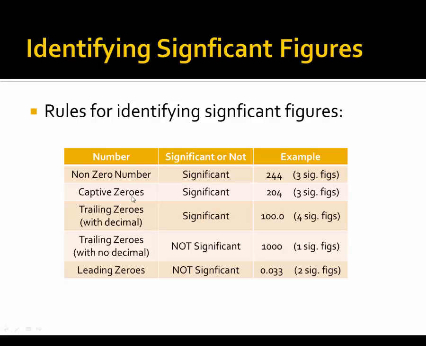So, rules for identifying significant figures. Non-zero numbers are significant. Captive zeros, sandwich zeros, are significant, right? Any number that's not 0 and zeros in between numbers are significant. Trailing zeros are significant only if there's a decimal. Trailing zeros without a decimal are not significant, right? So remember, if there's a decimal, that's good. No decimal, they don't count. Leading zeros are never ever significant. They never ever count, even if there is a decimal. All right, so you've got to memorize these rules. Make sure to know them. It can be tricky, but the more you practice, the better you'll get at it.